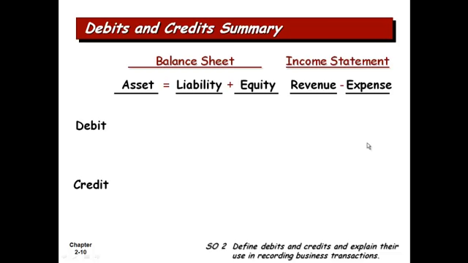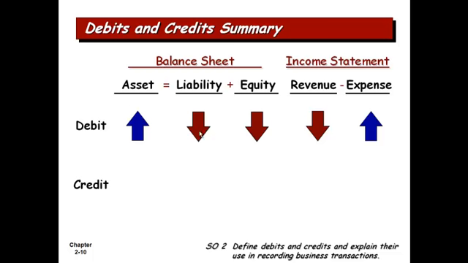Debits and credits summary. This is what we just went over, and here's just another slide on that. So debits increase assets, and debits also increase expenses. You'll see up here, balance sheet. These are balance sheet items. Assets, liabilities, and equity accounts belong on the balance sheet, and that's one of the major financial statements that we'll see. Revenue and expenses go on the income statement, and that's a second major financial statement that we'll see.